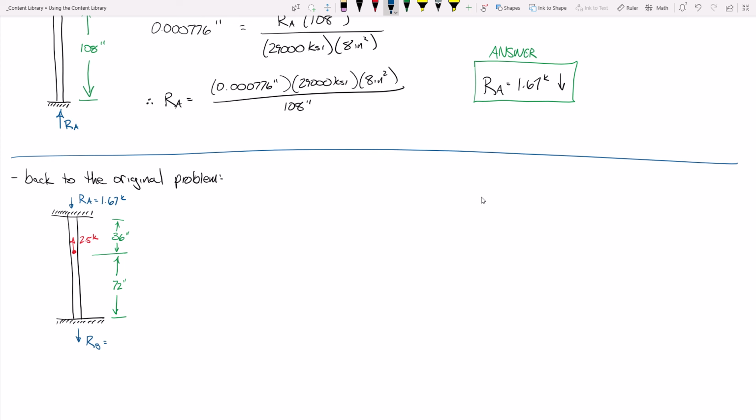So the force is in the y direction. And we already did that, right? So we know that this plus this has to equal 2.5 kips. So what's 2.5 minus 1.67? What is it? 0.83?